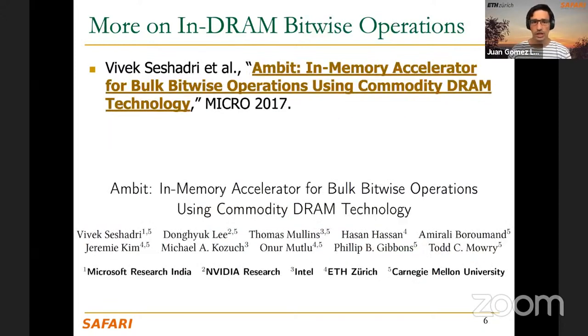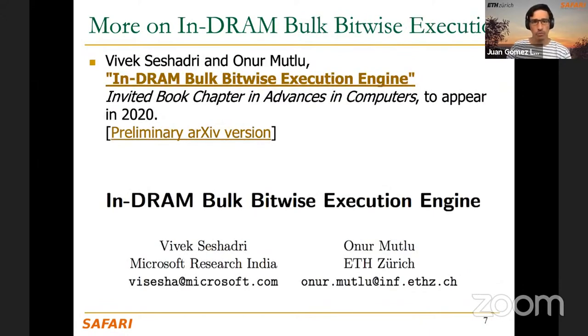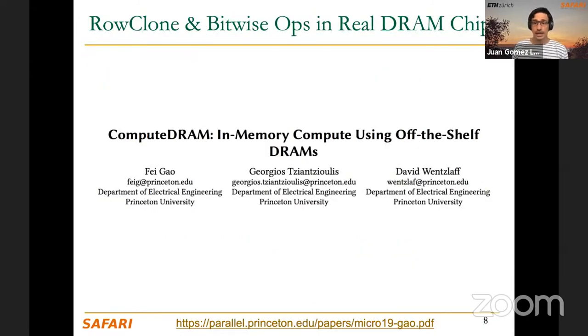And that was later extended in the Ambit paper presented in MICRO 2017 that already provided a way of implementing different operations based on AND, OR, and NOT, which, as you know, form a functionally complete set. So with this functionally complete set, we can implement more complex operations, arbitrary operations, and that's what we continued doing. In this book chapter, you can see an extended version of the Ambit paper.